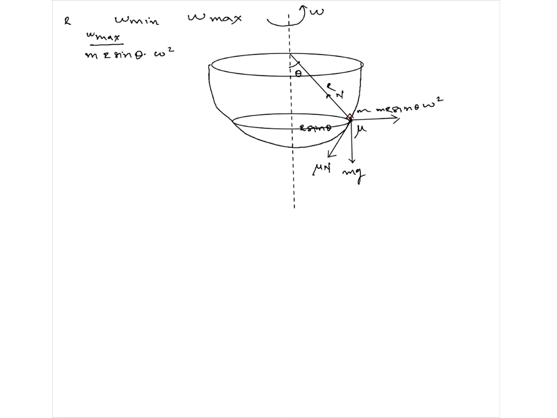Let's go for the usual x this and y that. So that means m r sin theta omega square is on the right side. Left side would be normal reaction. This angle would be theta. N cos theta is here. N sin theta will be here.